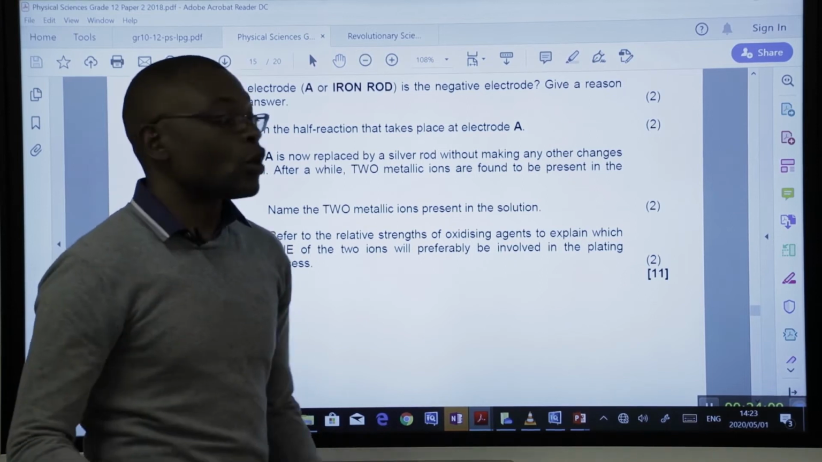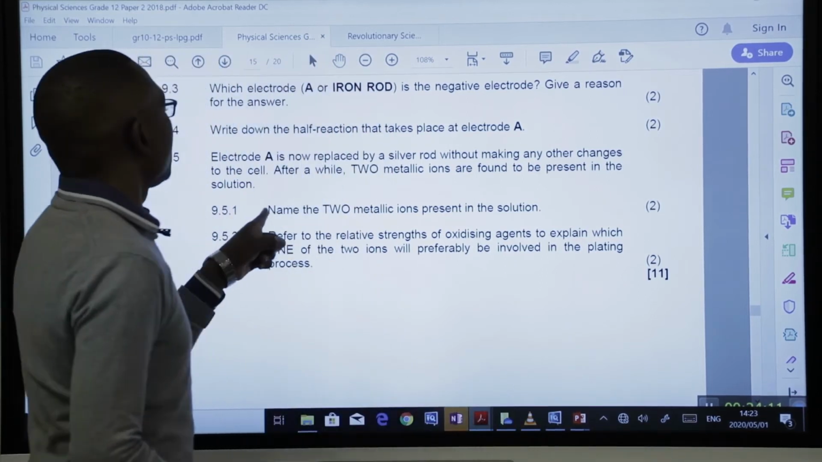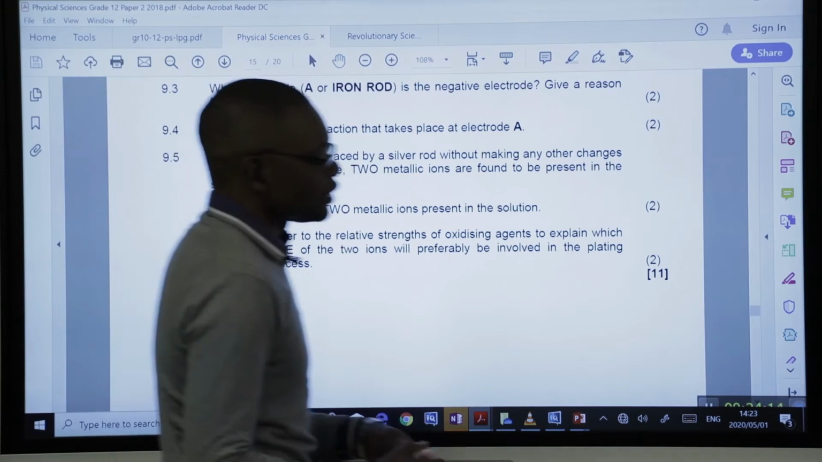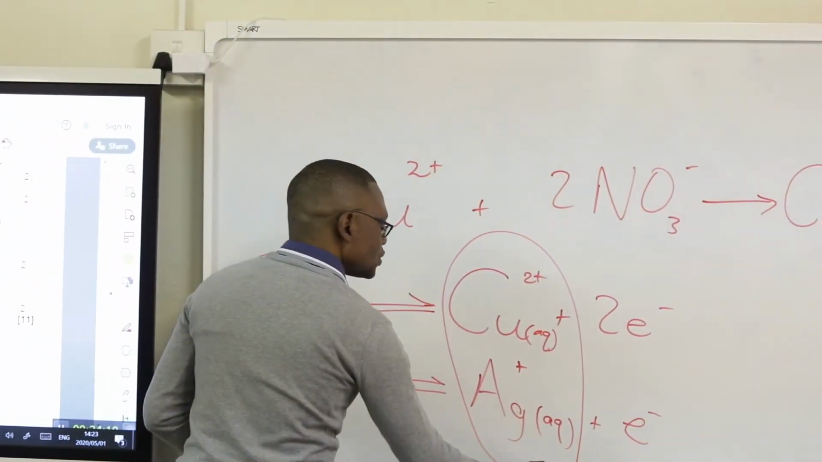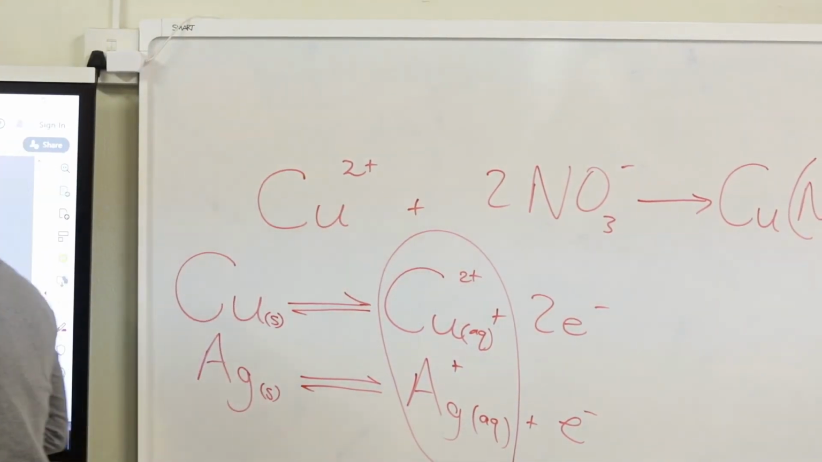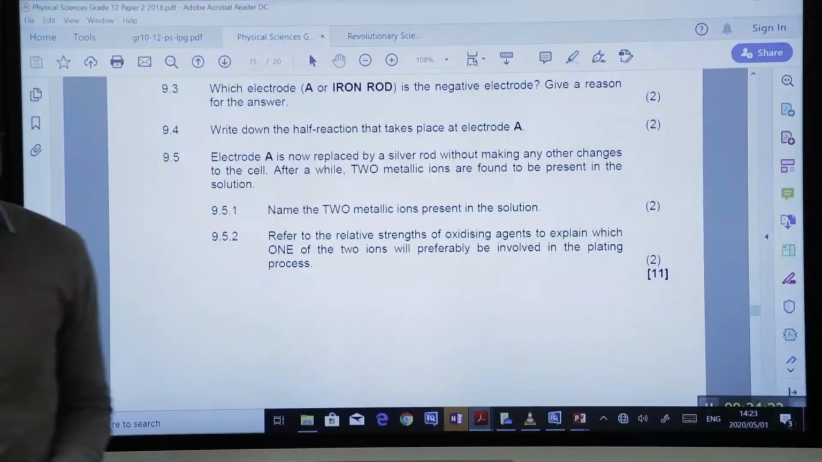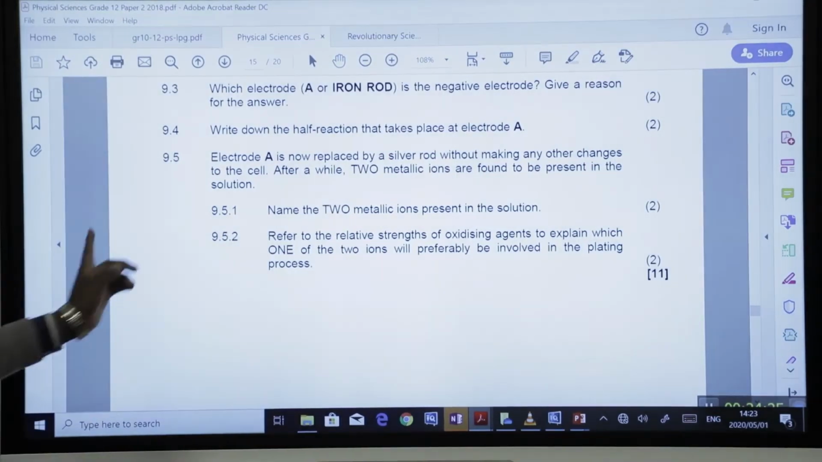So obviously, the two metallic ions present in the solution are going to be the copper 2 plus and the silver plus ions occurring together in the solution. Okay, so that gives you 2 marks.